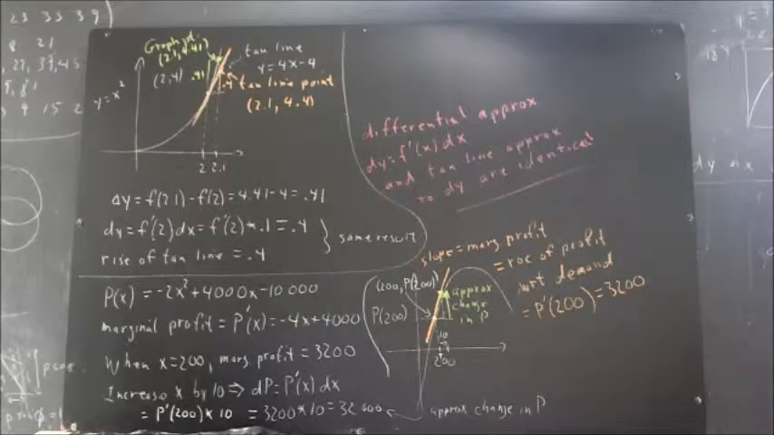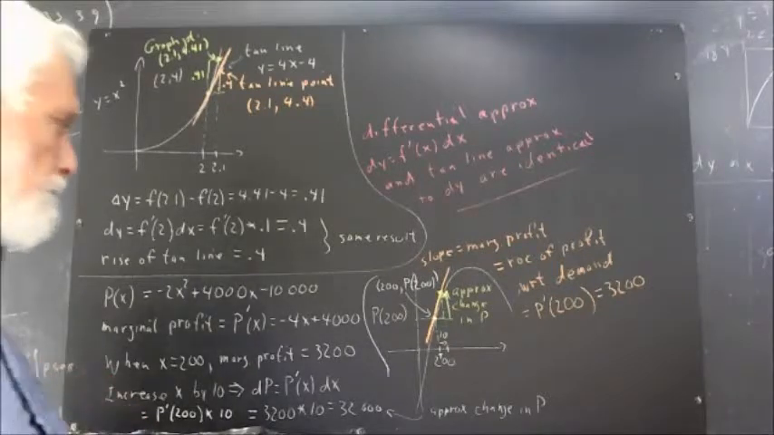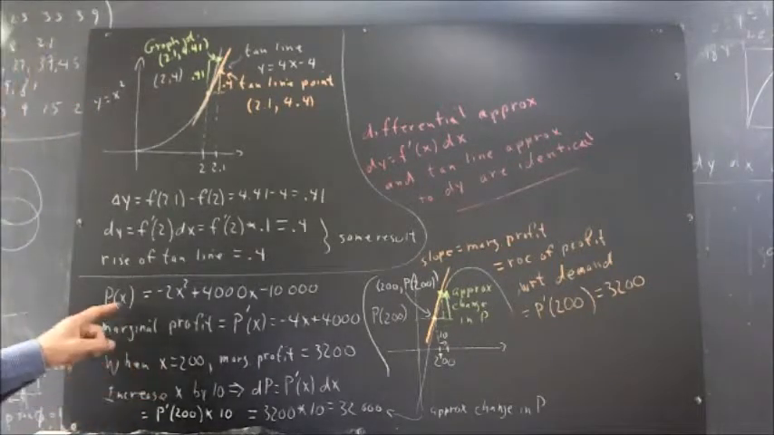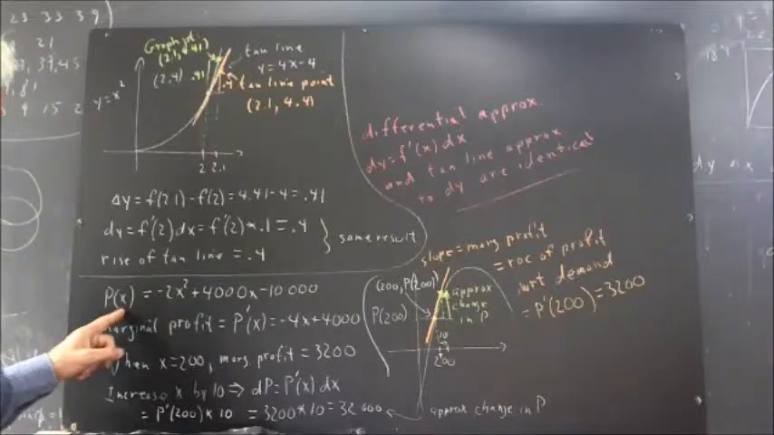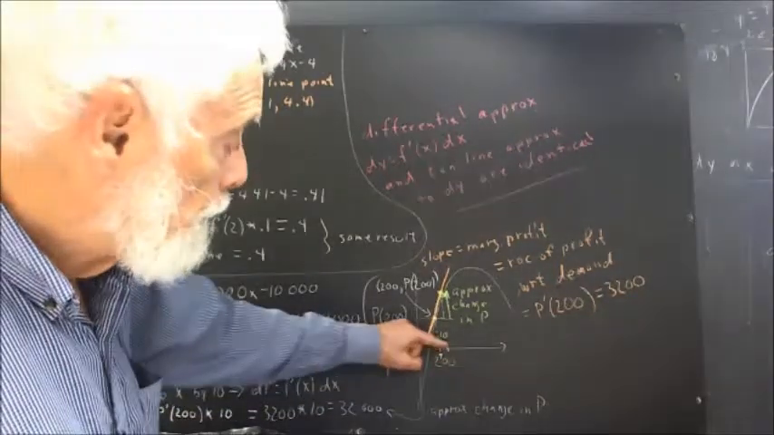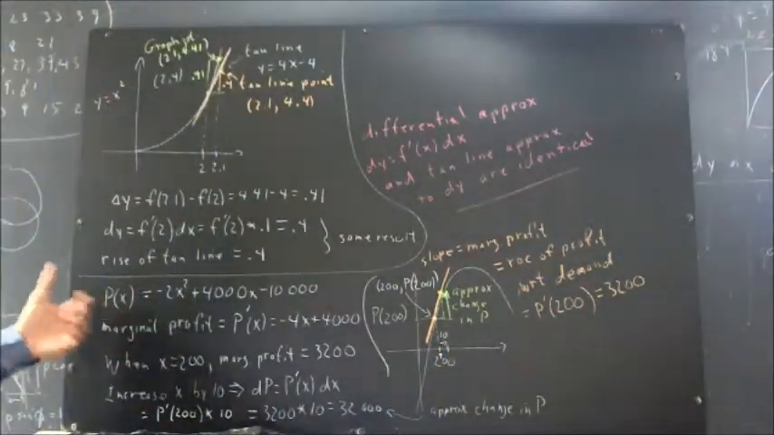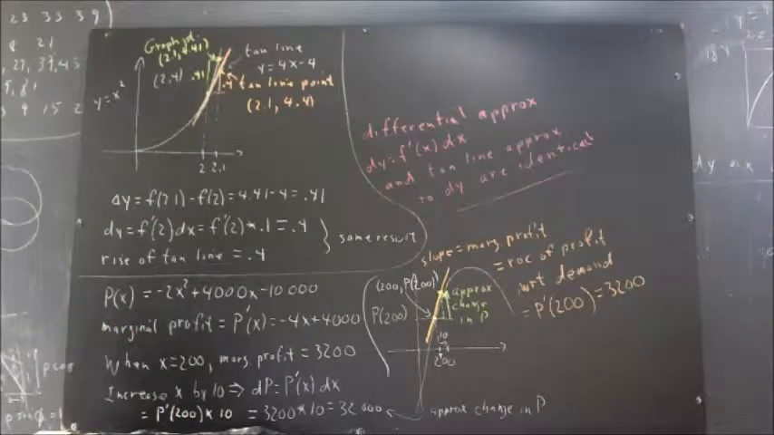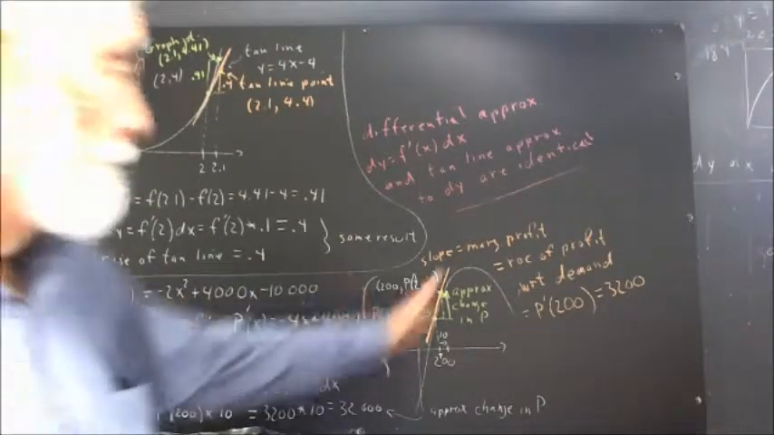Now you might well ask, with the technology available to us, it's really easy to just evaluate this profit function at 200 and then evaluate it for a demand 10 greater, evaluate it at 210, and subtract the two. And you get an even better result.